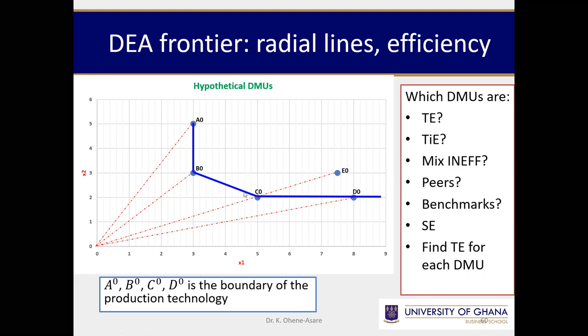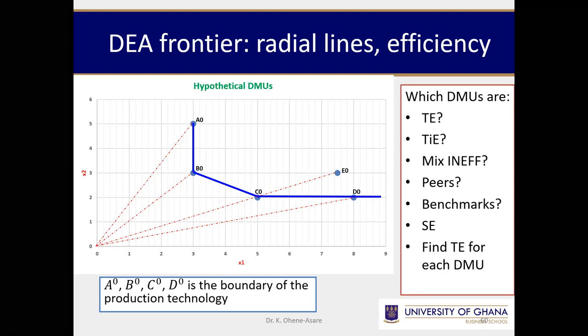Because for everyone here, if they want to be efficient, if you look at E, for E to be efficient, you have to move along the radial line, proportionally reducing, ratio reduction. You have to proportionally reduce the inputs, X2 and X1, at the same time, maintaining the ratio, maintaining the percentage of the reduction. But as you see, D cannot maintain the percentage of the reduction, because it will be changing the mix of the input. Do you get it? Yes. And therefore, D is exhibiting mix inefficiency.